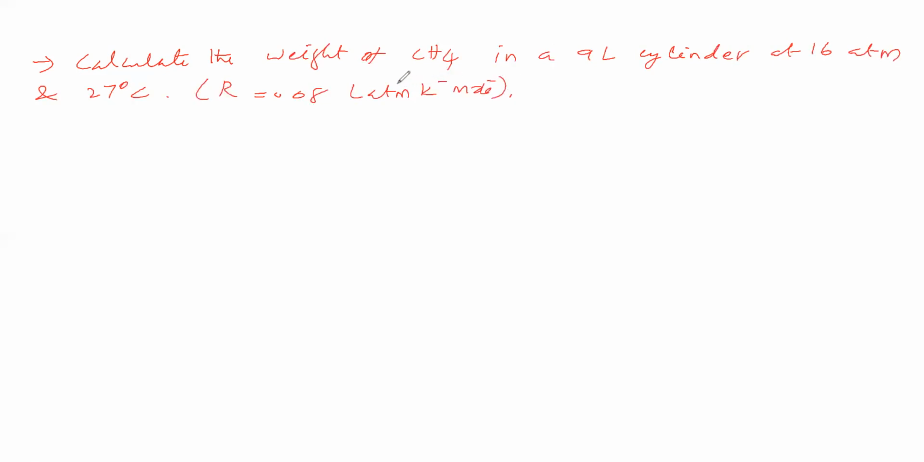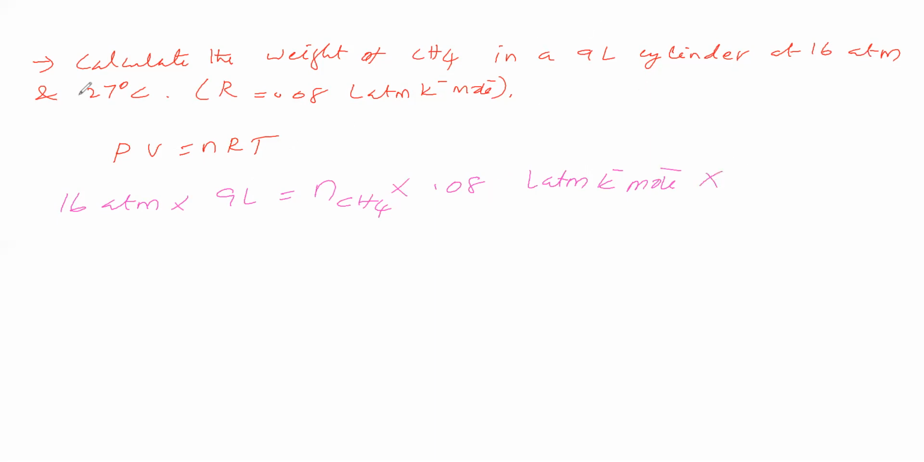Now we have to find the mass of methane. We'll take the ideal gas equation, PV is equal to nRT. In the ideal gas equation, we will substitute the required things. P is called pressure, pressure is given as 16 atmosphere. V is called volume, volume is given as 9 liter. And n is called number of moles of methane, into R value. R value they said 0.08, so we will substitute 0.08 only. Then temperature: 27 degrees Celsius, convert into Kelvin and substitute. So now we will get the number of moles of methane. We got it.